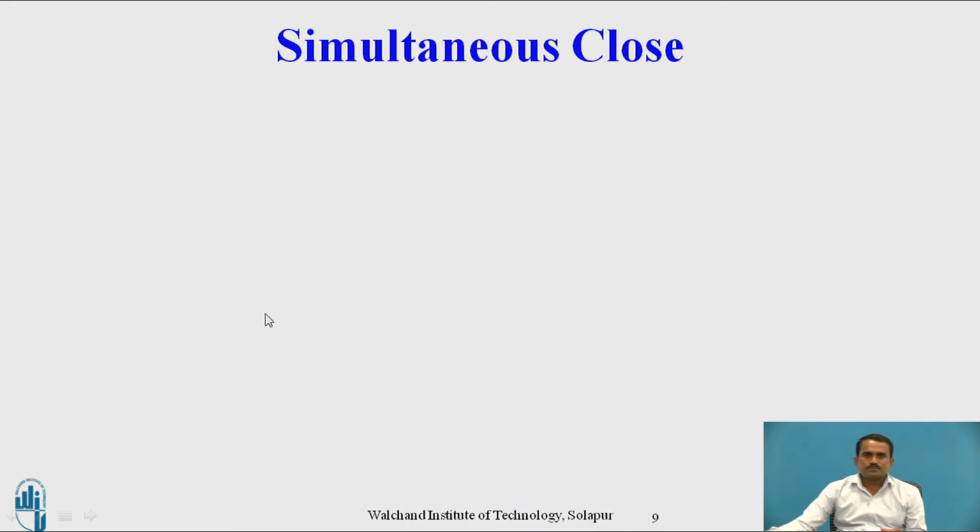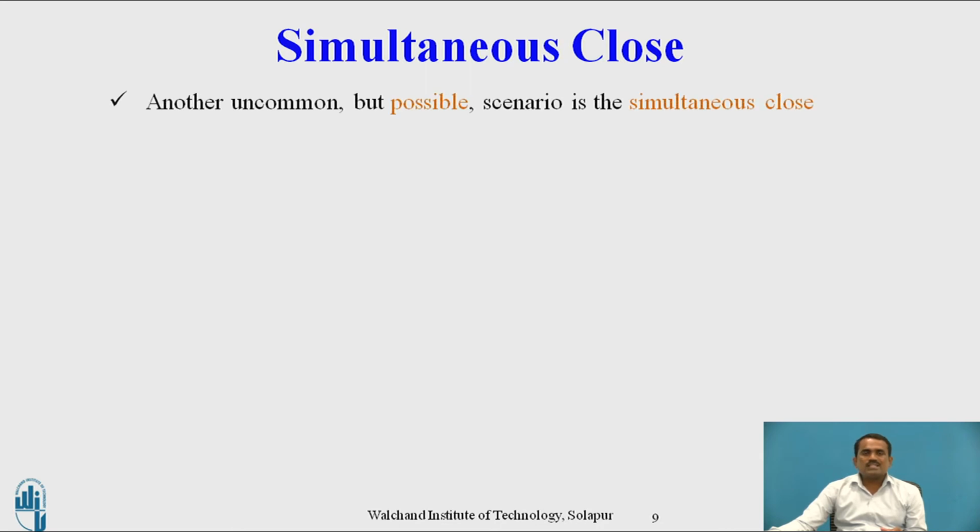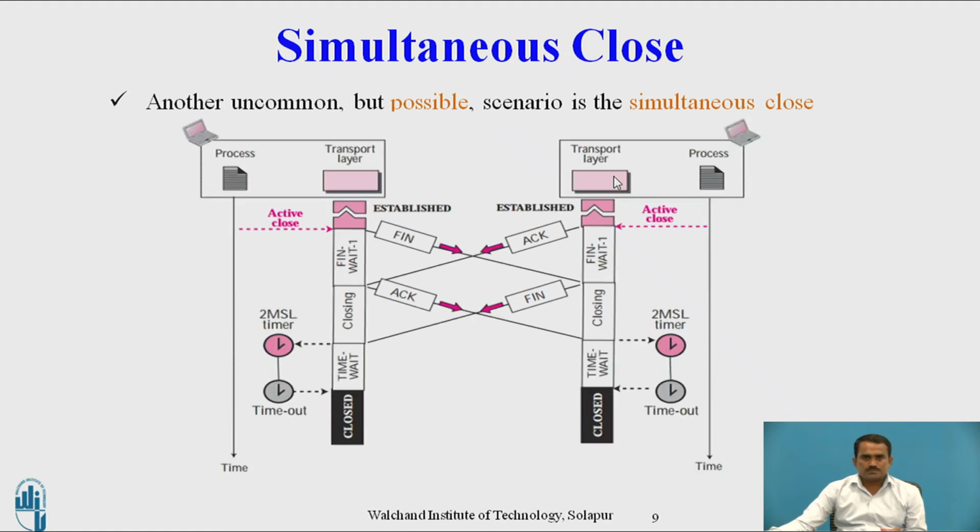Okay. Now you can go to the next part of this video, that is simultaneous close. Okay, simultaneous close, another uncommon but possible scenario in the state transition diagram. This is a block diagram of the state transition diagram of simultaneous close.